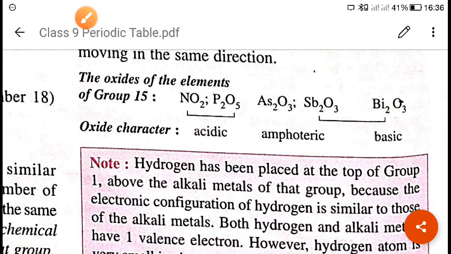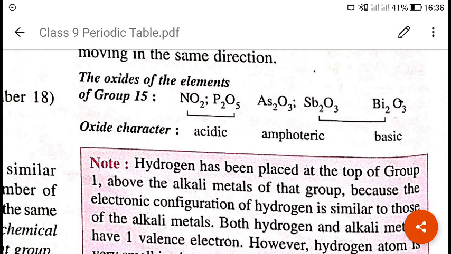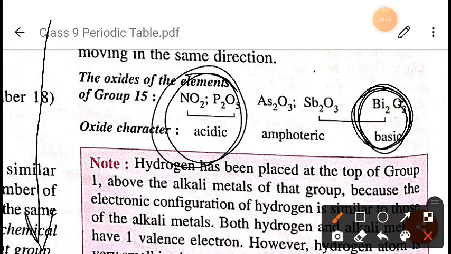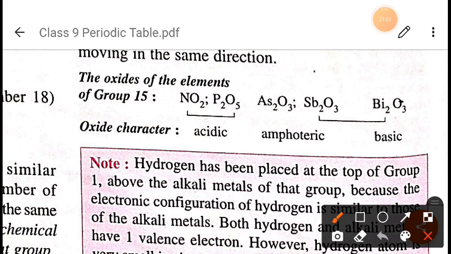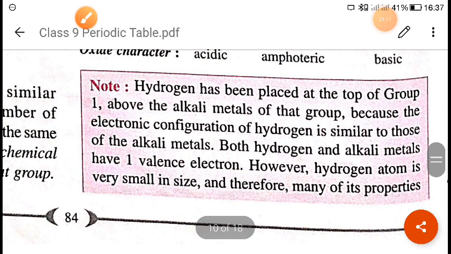So what we can conclude here, when we move down the group in group 15, when we are talking about the group 15 elements, moving down from nitrogen to phosphorus, and after that arsenic, antimony and bismuth, at that time the basic character is increasing. Means what? The oxides of bismuth will be more basic than the oxides of nitrogen and phosphorus. Nitrogen and phosphorus oxides will be acidic in character, but the oxides of bismuth will be basic in character, okay? And when we talk about these metalloids, arsenic and antimony, their oxides will be amphoteric in character, both acidic and basic, right? So I hope this one you have also understood. Now next, there is a note given.